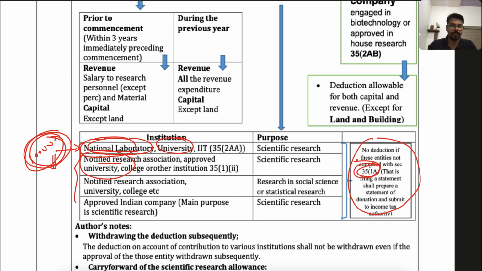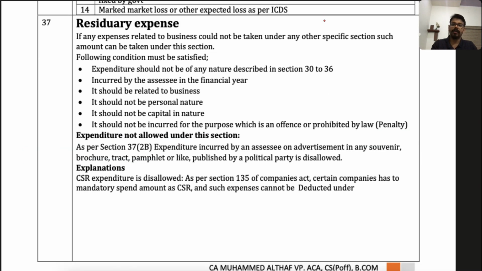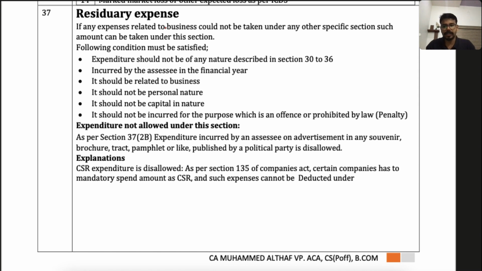So if you don't have this, whatever the wording is in your textbook, please copy that. But that is not that important. Anyway, fine. That's one amendment that you have to look into in section 35. That's in PGBP. Another amendment they have brought in is in residuary expenses.